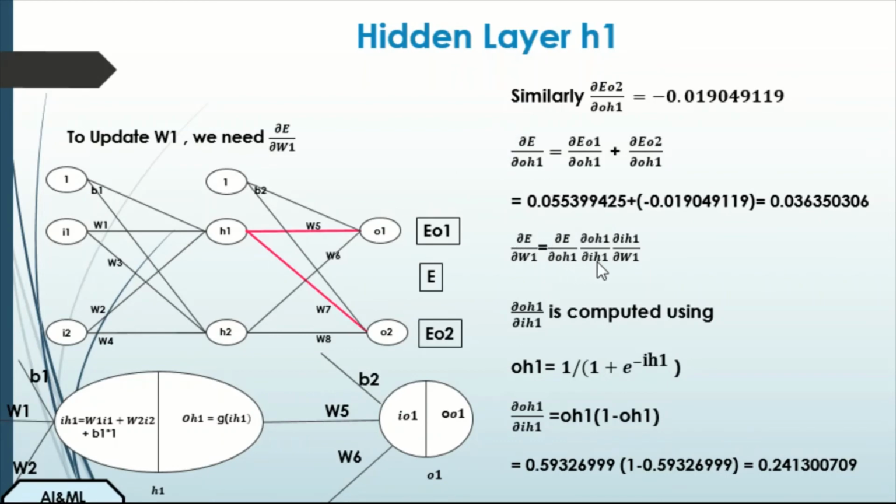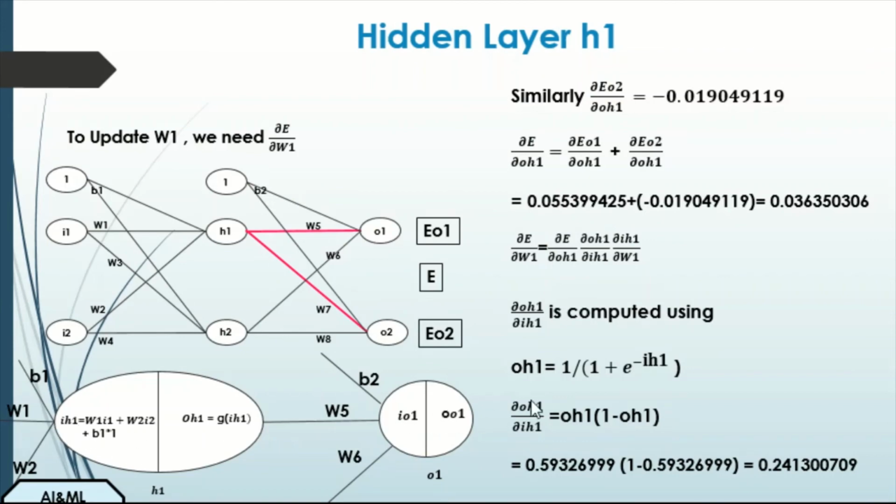We also have to look at other two terms, del of OH1 with respect to IH1, and then del of IH1 with respect to W1. So as we have seen this earlier, derivative of error with respect to weight 1 consists of three terms. So far we have got only first term derived. Now we will be looking at how do we get the second term, that is del of OH1 with respect to IH1, OH1 in the node H1 with respect to IH1.